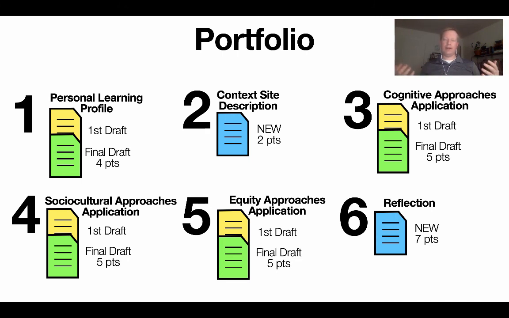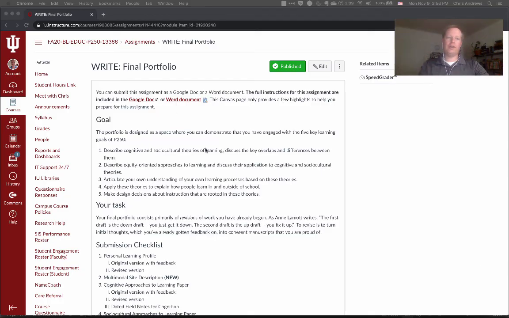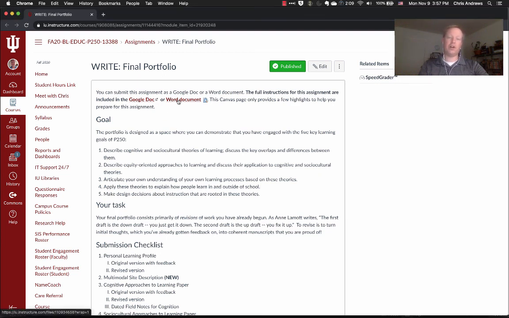Hopefully that will help so that it's all in one place, because part of how I'm going to be grading it and looking at it is I'm going to be looking at your first draft and the final draft. And so it's just nice if they're in one place. And for the most part, it won't take you very much longer to do that. So anyways, that's a little bit of the portfolio. Again, you can go to the final portfolio page on Canvas to see the more specific instructions in the Google Doc or the Word document.